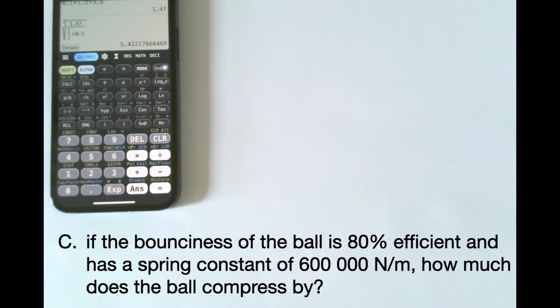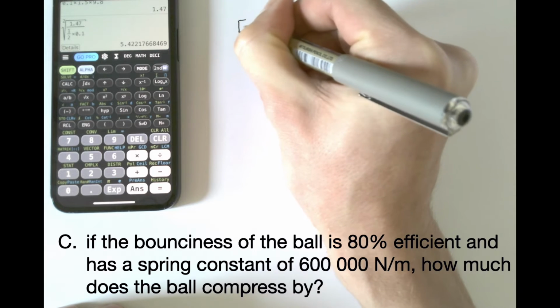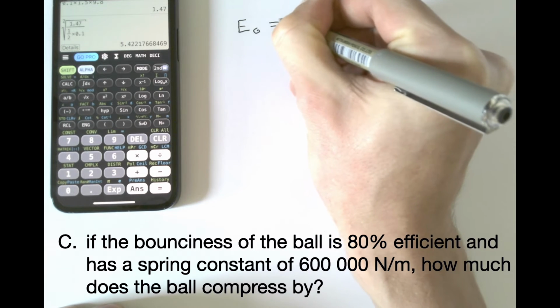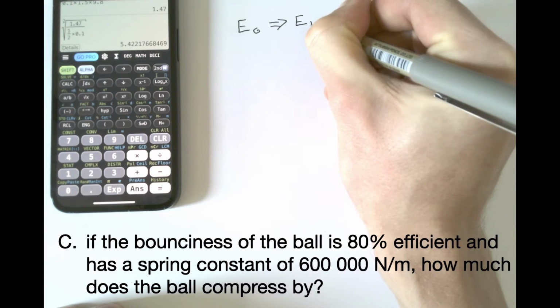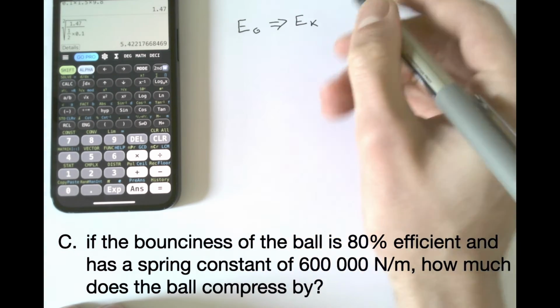Okay, so now let's have a look at part C. I'm actually going to take part C bit by bit. It starts off by saying if the bounciness of the ball is 80% efficient. Well, remember that we had the gravitational potential energy turning into the kinetic energy, and we assumed no air resistance, so that was 100% efficient. All of it went into that.